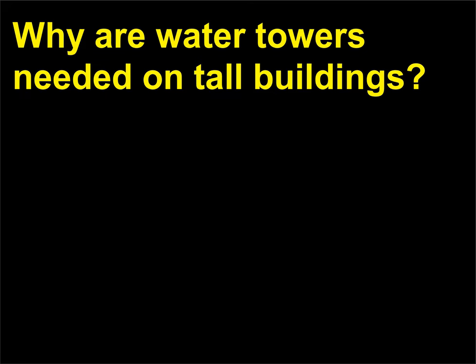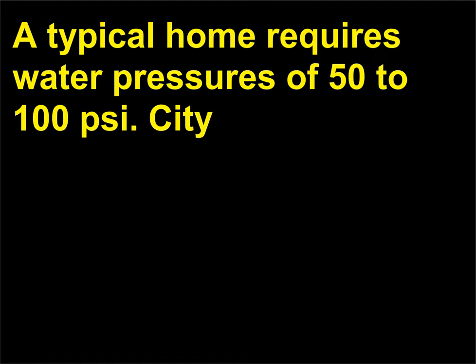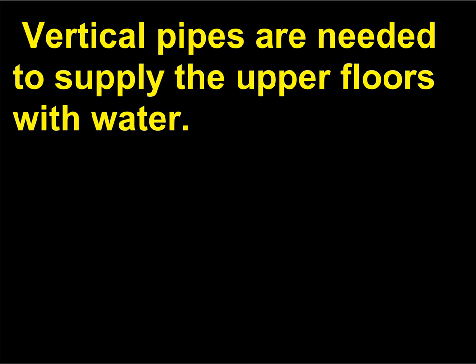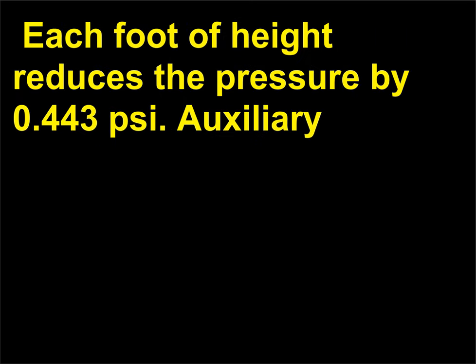Why are water towers needed on tall buildings? A typical home requires water pressures of 50 to 100 psi. Water systems use pumps to maintain that pressure in the pipes. Vertical pipes are needed to supply the upper floors with water. Each foot of height reduces the pressure by 0.443 psi.